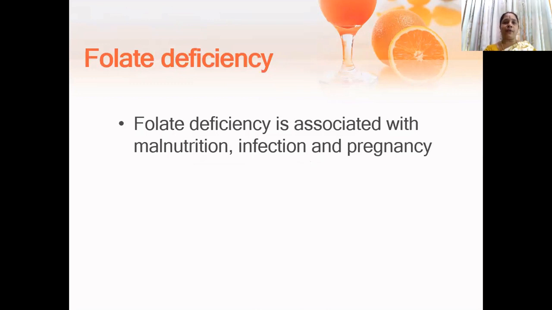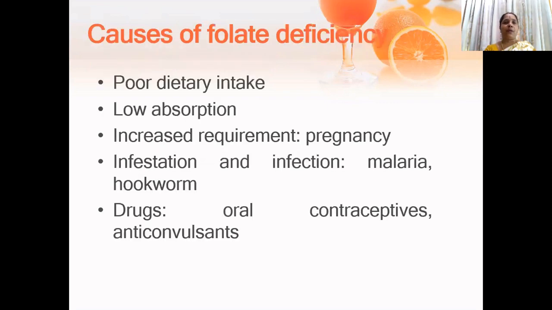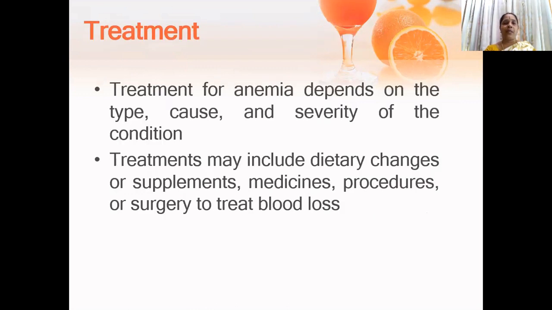Folic acid deficiency can also cause anemia. Folate deficiency is associated with malnutrition, infection, and also pregnancy. The causes of folate deficiency include poor dietary intake, low absorption, increased requirement as in pregnancy, infestation and infection like malaria or hookworm infestation, and due to drugs like oral contraceptives. Treatment depends on the type, cause, and severity of the condition. Treatments may include dietary changes or supplements, medicines, procedures, or surgery to treat blood loss.